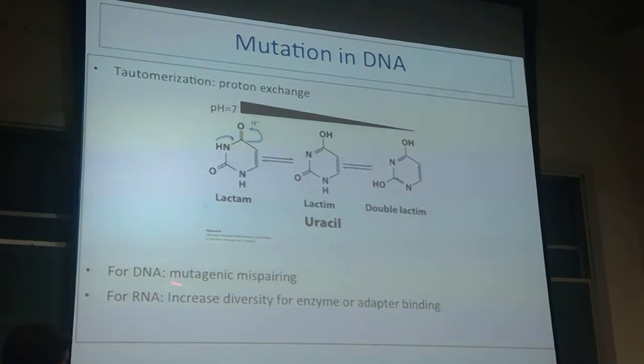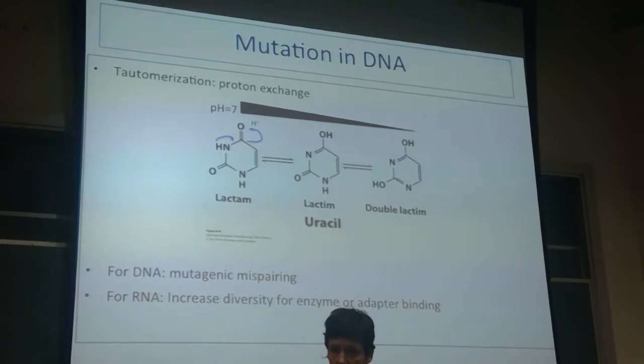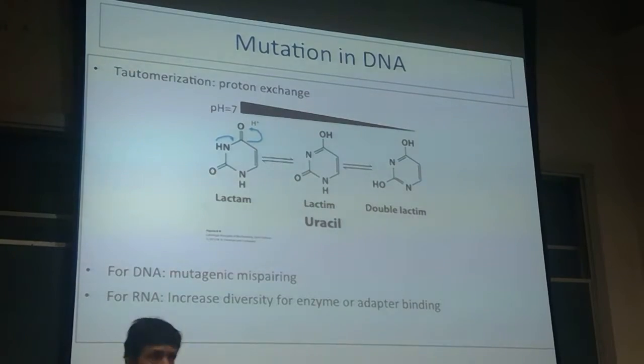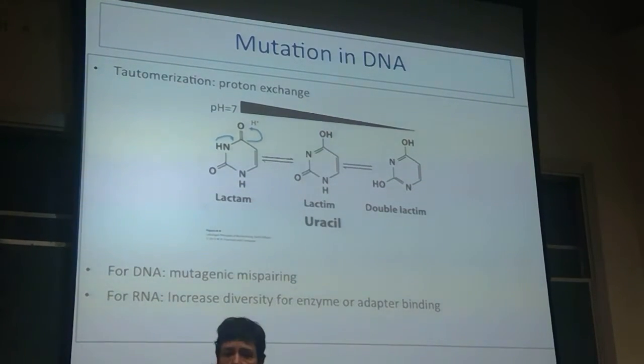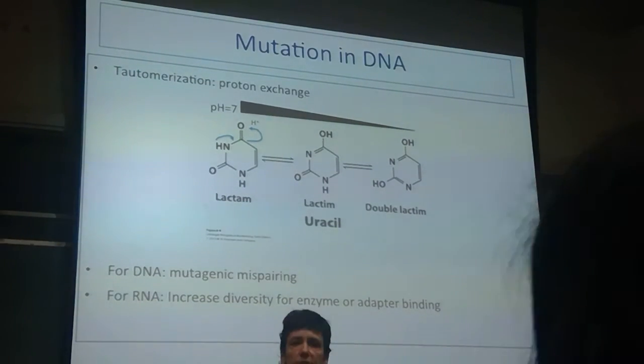So in DNA, when that happens, you can have mutagenic mispairing, okay? Because the base changes from this to this, the hydrogen bonds that you can engage in will also change, okay? So that means instead of binding A, you may be able to bind something else, okay? So for DNA, it usually leads to mutagenic mispairing, and for RNA, it can also increase the diversity for enzyme or adapter binding. Okay, so sometimes it happens in RNA and you actually want that to happen because you may have, this way, some flexibility in protein binding with RNA. Okay, but it's really bad if it happens in DNA.